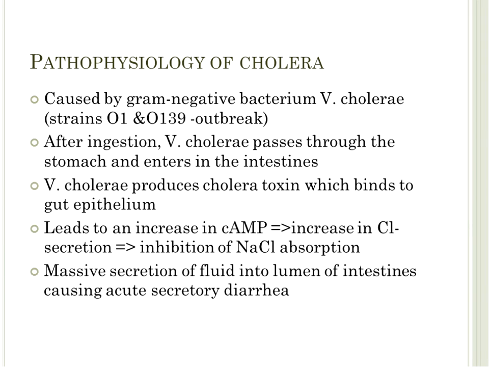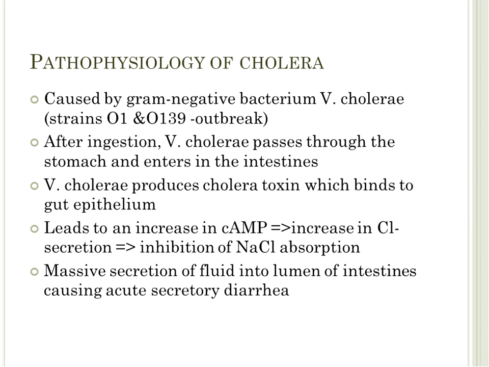As you know, cholera is caused by a gram-negative bacteria by the name of Vibrio cholerae. And there are two major strains that are responsible for some of the major outbreaks that have taken place. And they're primarily strains O1 and O139. Strain O139 was responsible for the outbreaks in both Haiti and DRC.